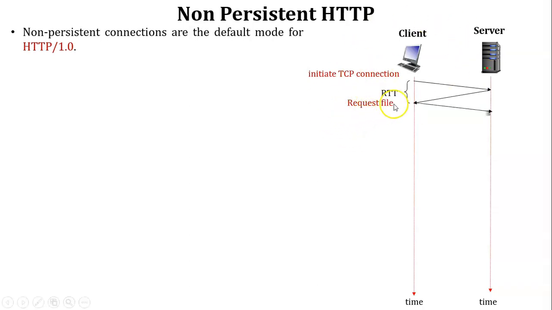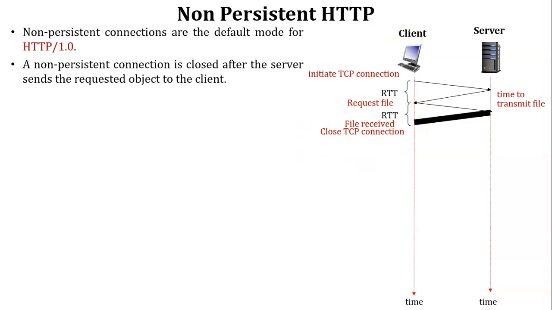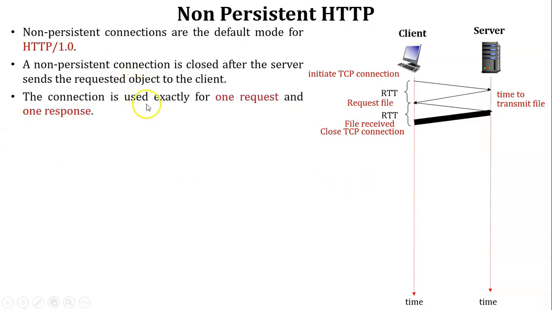Then the client sends a file request to the server. The server will send a response, so it uses another RTT. So there are two RTTs used, and here the TCP connection is closed. It means in a non-persistent HTTP connection, after every request and response, the TCP connection is closed. So the connection is used exactly for one request and one response.